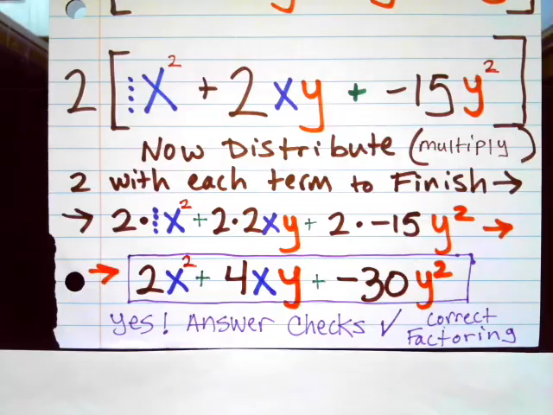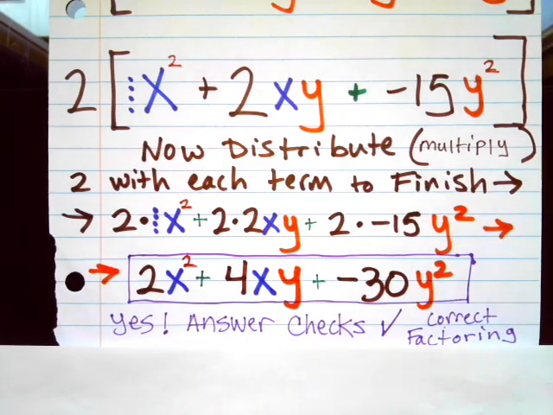Yes, our answer checked. We did factor correctly from the original expression 2x squared plus 4xy plus a negative 30y squared. Whew. That's a mouthful. I need some oxygen.